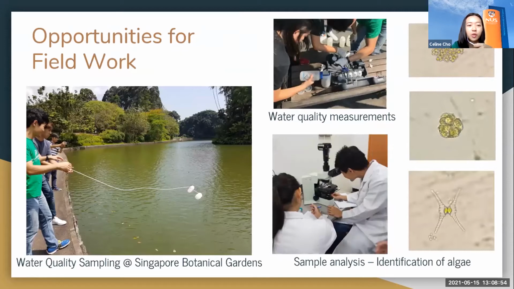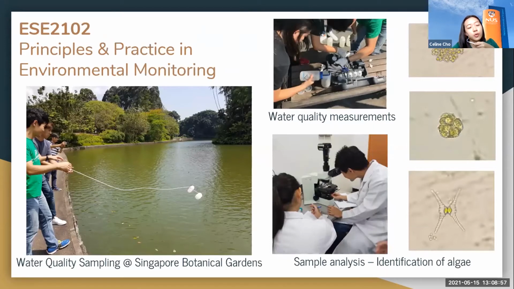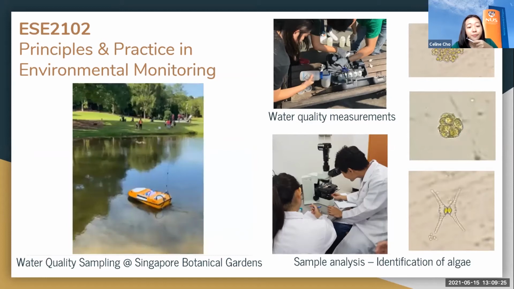There are also opportunities for fieldwork, and for this module, ESE 2102, which is titled The Principles and Practices in Environmental Monitoring, is actually one of my favorite modules in environmental engineering. And we had the opportunity to conduct water quality sampling at Singapore Botanical Gardens. We measured the water quality on site, as well as brought some of the samples back to the lab for chemical analysis. We've also observed some of the algae that's in the sample under the microscope, and they are shown on the right. And furthermore, recently they also introduced the use of a motorized boat to conduct water sampling. And this shows that our professors are always continuously developing and improving the modules for our students to have a better learning experience.